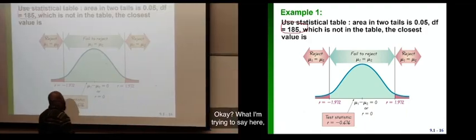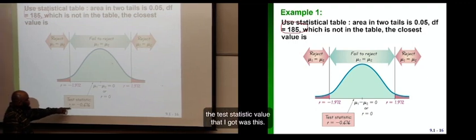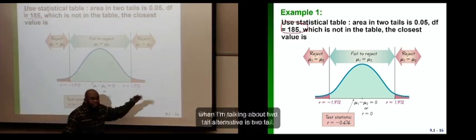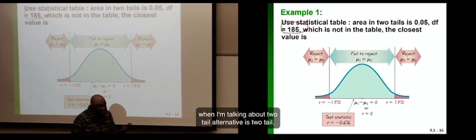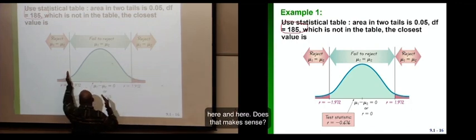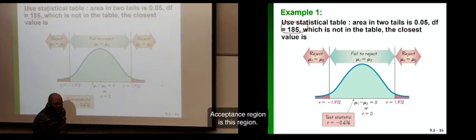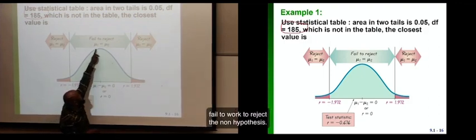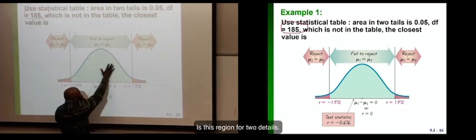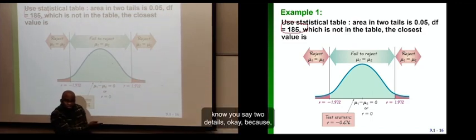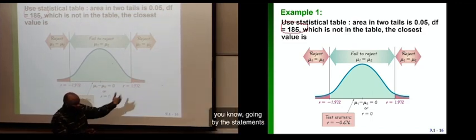The test statistic value that I got was this, okay? And if you take a look at this side and this side, when I'm talking about two-tail, the alternative is two-tail, the rejection region is going to be here and here. Does that make sense? The acceptance region is this region. Acceptance region is where we normally fail to what? To reject the null hypothesis. This is two-tail. How do I know it's two-tail? Because of the statement.